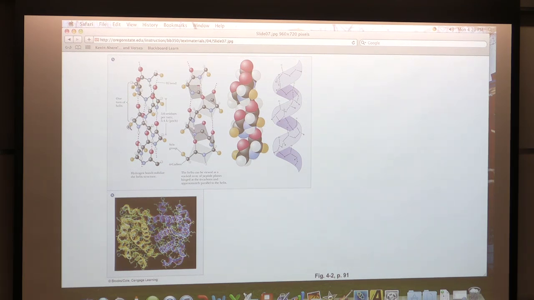I'm going to define secondary structure for you. Secondary structure arises from interactions between amino acids that are close in primary structure. I'll repeat that. Secondary structure is a structure that arises as a result of interactions between amino acids that are close in primary structure.